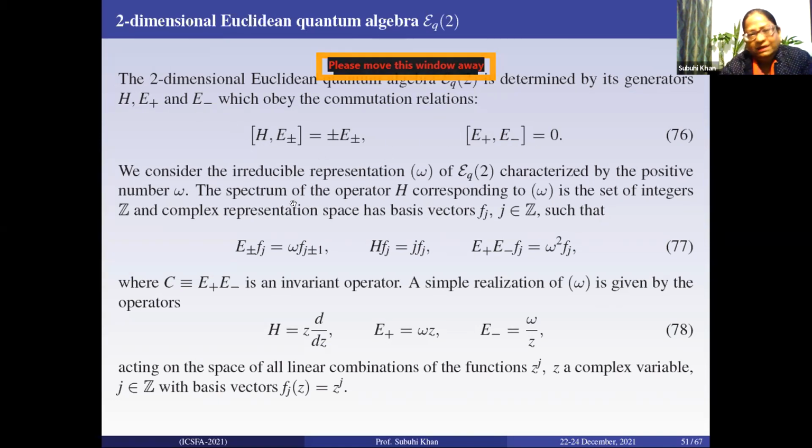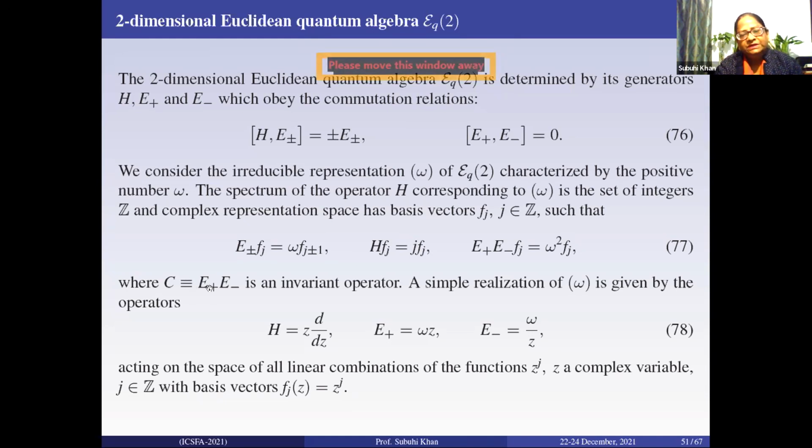And now here again, as I mentioned, we are going to consider the representation of the quantum algebra EQ2. So the irreducible representation omega of EQ2 is characterized by the positive number omega. The spectrum of this operator H, which corresponds to this positive number omega, is the set of integers Z, and the complex representation space has basis vectors Fj, j belongs to Z, such that these relations are also satisfied. That is, if we take the action of E plus minus 1 on Fj, it gives us omega Fj plus 1, in the same way as we have taken in the case of the harmonic oscillator Lie algebra with two-dimensional Hermite polynomials.